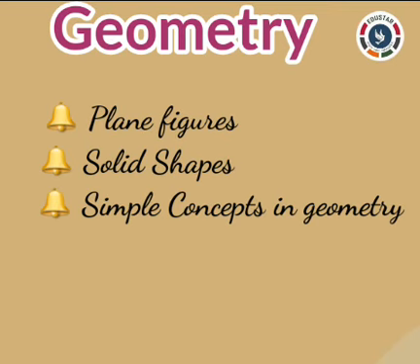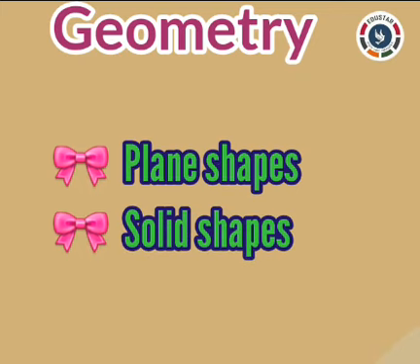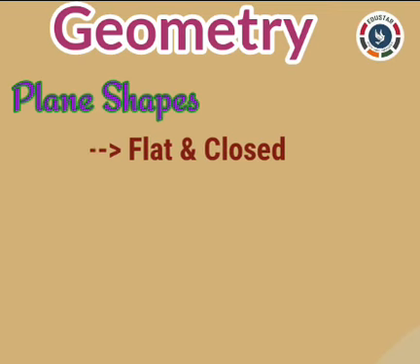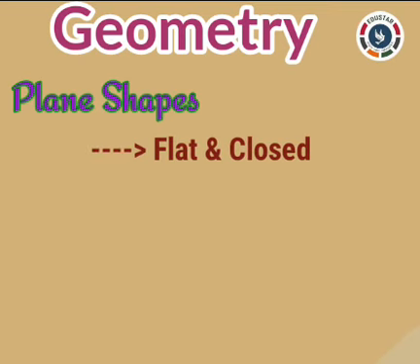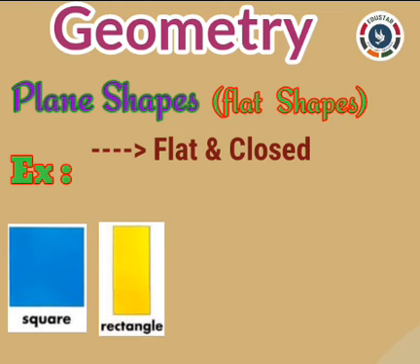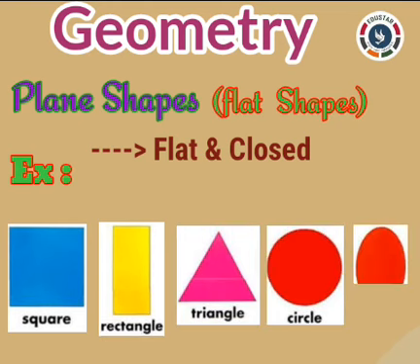There are two main shapes in geometry. One is plane shapes, that is plane figures. Another is solid shapes. First, let us know about plane shapes. Plane shapes are flat and closed. These plane shapes are also called flat shapes. Examples of plane shapes are square, rectangle, triangle, circle, and oval.